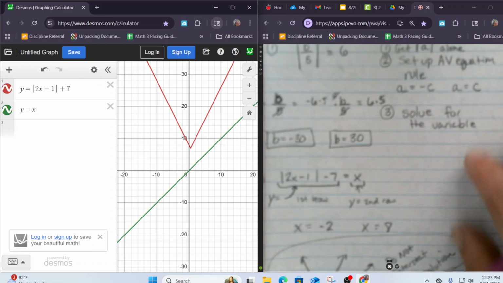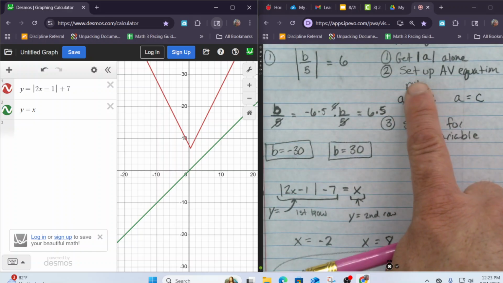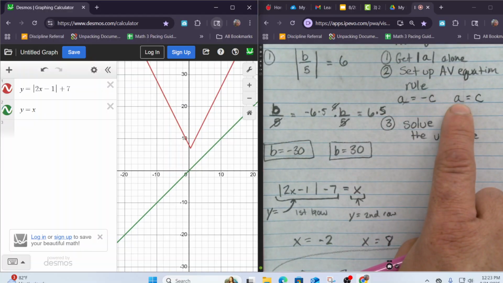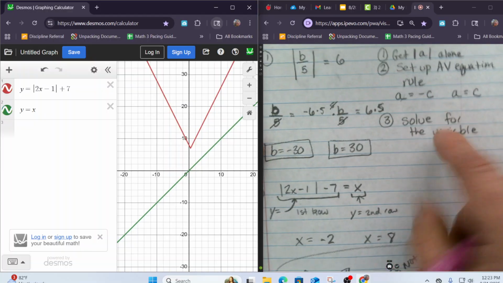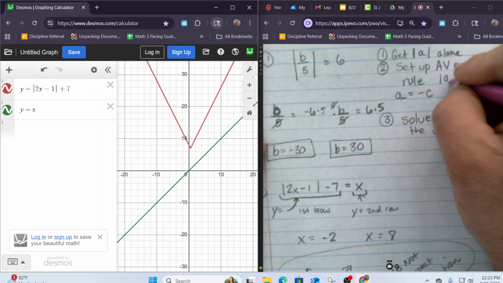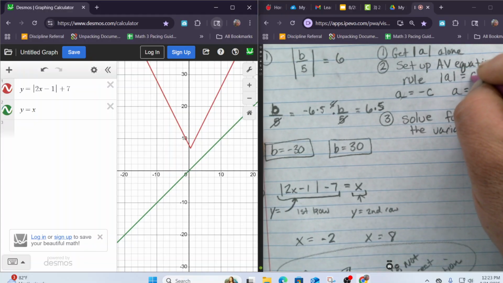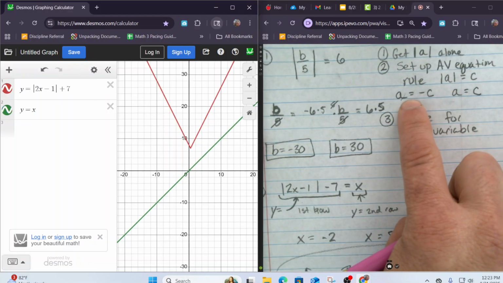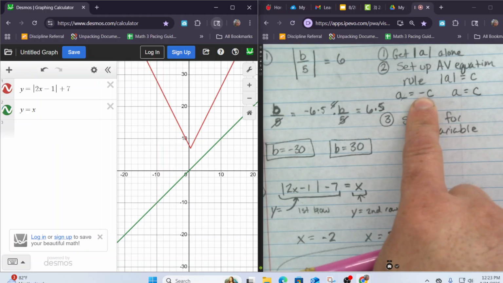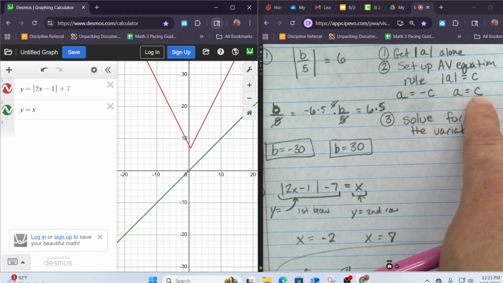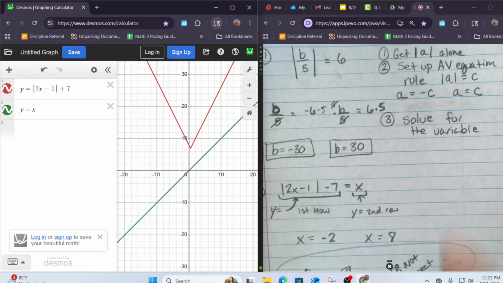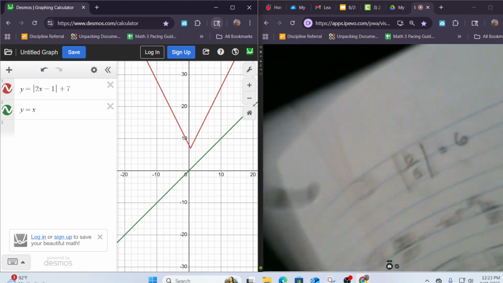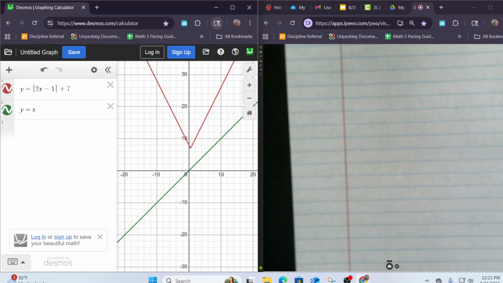All right. So don't forget to put the absolute value equation rule on your paper. You got the absolute value by itself equal to a positive number. Just set the inside equal to a negative c value, and set the inside equal to a positive c value. Okay. All right.